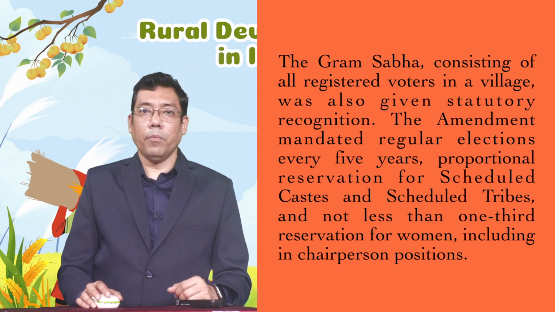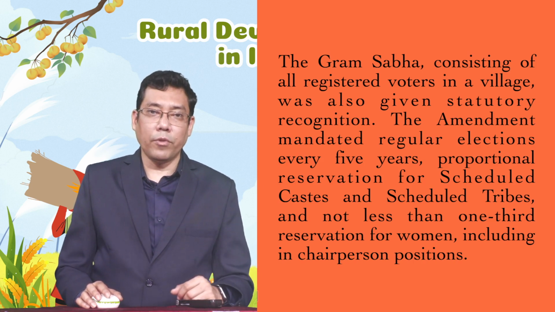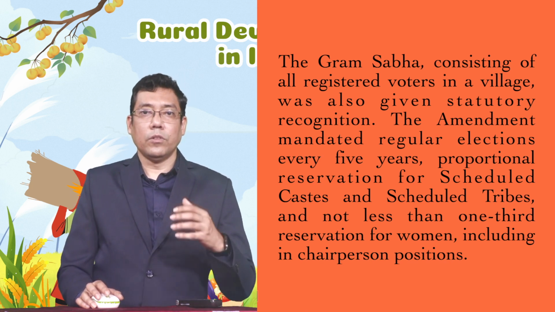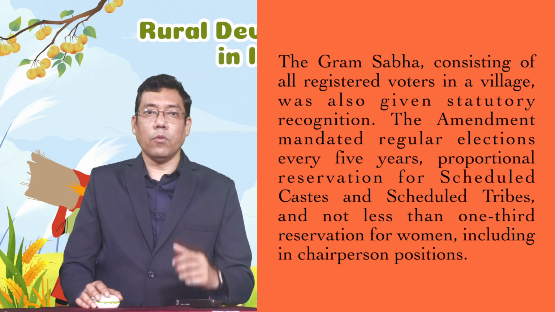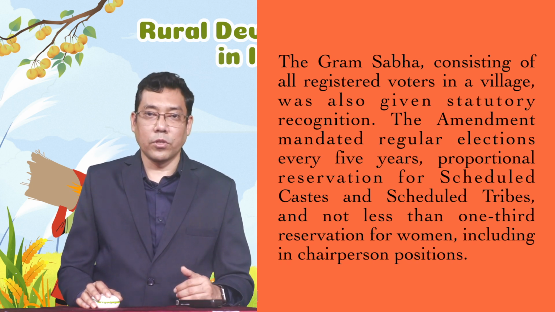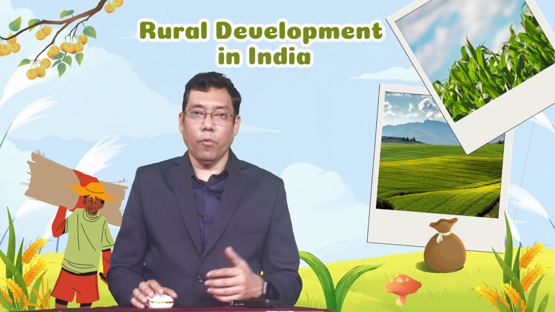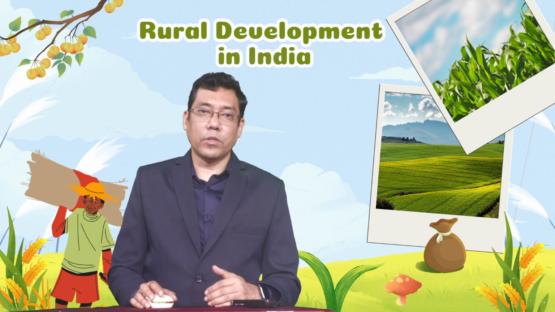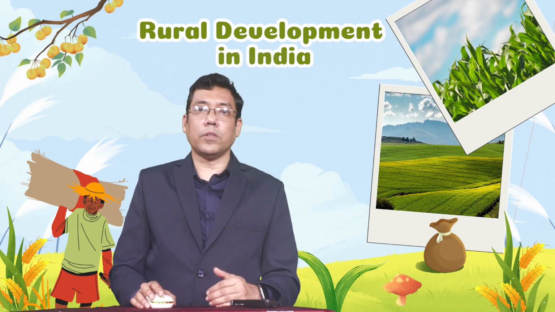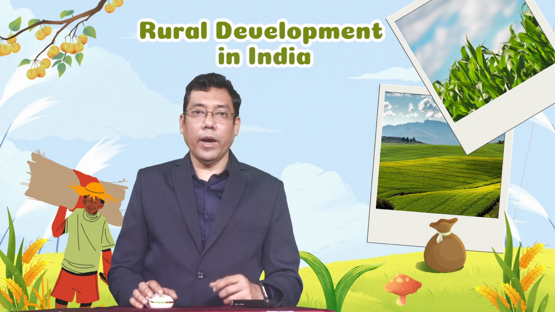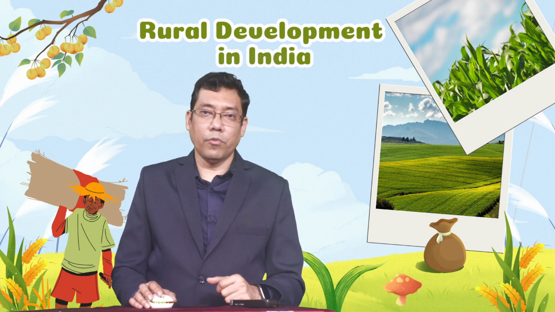The amendment mandated regular elections every 5 years, proportional reservation for scheduled castes and scheduled tribes, and not less than one-third reservation for women, including in chairperson positions. Following the enactment of the 73rd Constitutional Amendment Act in 1992, all state governments were required to amend the existing Panchayati Raj laws or enact new ones within 1 year to align with the new constitutional provisions.